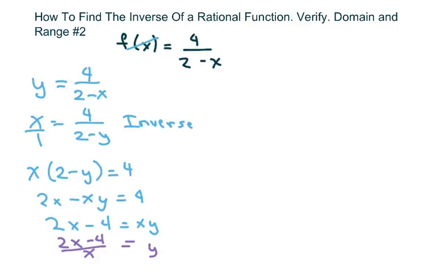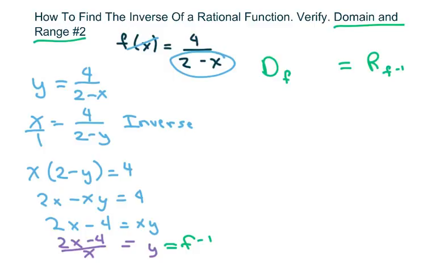Now I'm going to go ahead and verify, and do the domain and range. The domain of my first function, basically this is your inverse function here. So domain of f equals my range of f inverse. So domain of f is all real numbers, but x cannot be 2. Therefore my range is all real numbers, but y cannot be 2.